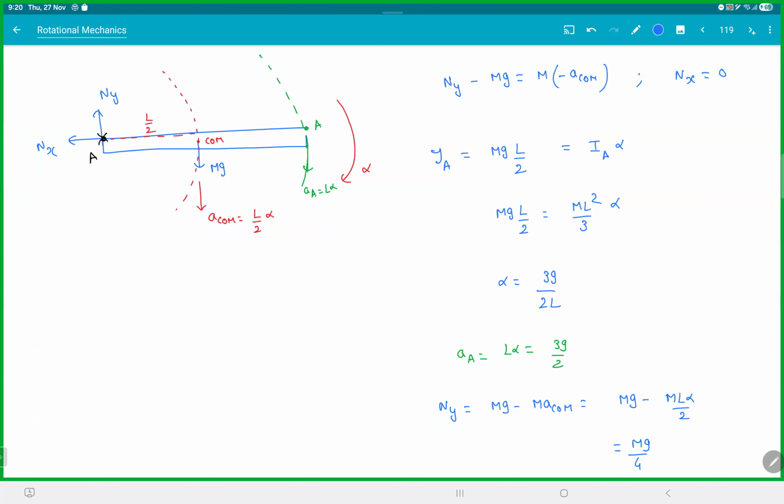Clear with this? Right, Arya. Right, Samya. Some of you got it. Are the steps clear, everyone? FBD, accelerations, force equations, torque, and solve.